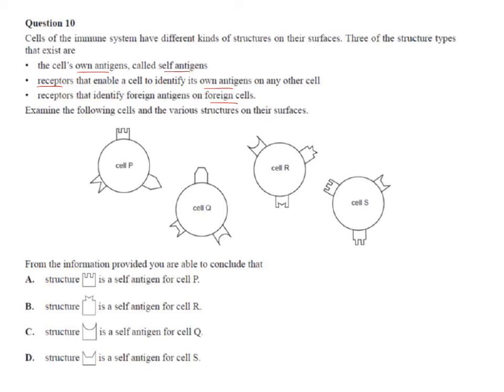Basically what the question is asking is which one of these diagrams shows a self-antigen for a particular cell. So given that we've got 4 different types of cell, a self-antigen for that cell will have to be unique to that cell. For example, the cells in your liver would have different self-antigens to the cells in your hair. So we're basically trying to find where a unique antigen comes up.